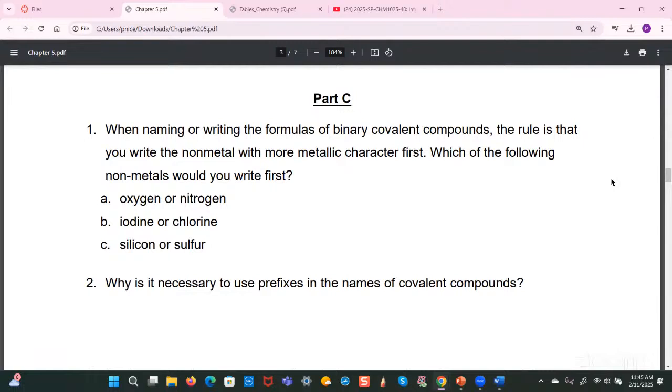So basically, we're dealing with two nonmetals in the case of binary molecular compounds. This begs the question, which element appears first in the formula or name in the case of a binary molecular compound? Because in the case of binary ionic compounds, it's very simple. It's a metal first, then a nonmetal, right? But in the case of binary molecular compounds where you have two nonmetals, which one comes first? And the answer is that the one that is less electronegative would come first.